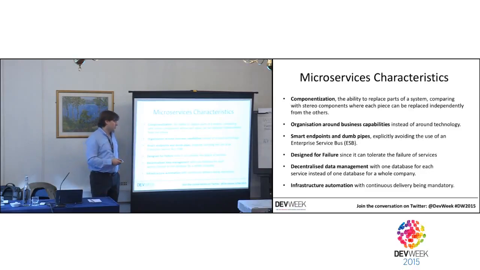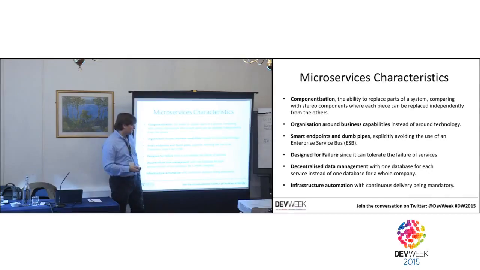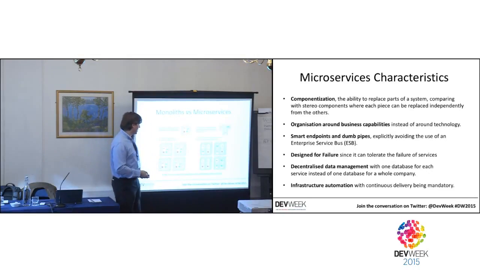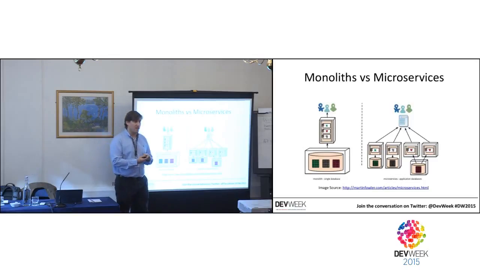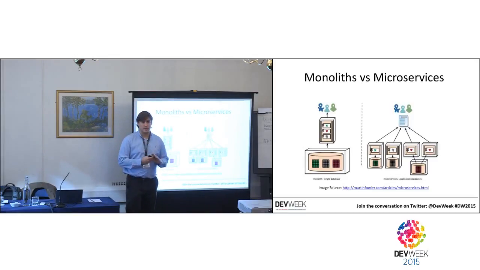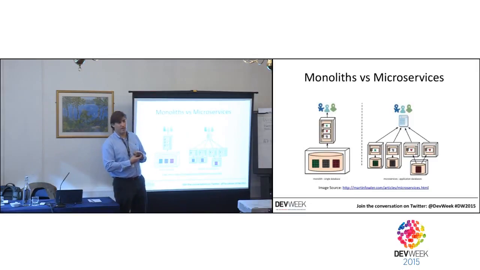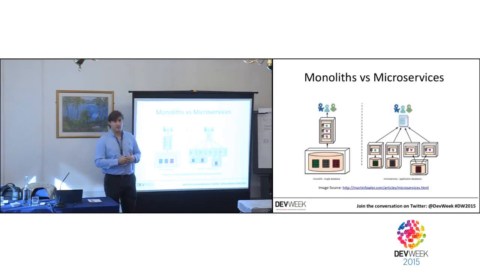Another one is organization around business capabilities instead of technology. One of the things we normally do is organize based on the layers they are in. This is the UX layer. This is the application layer. This is the integration layer. This is the data layer. This is whatever layer. Security. This is whatever. That's all amazing.